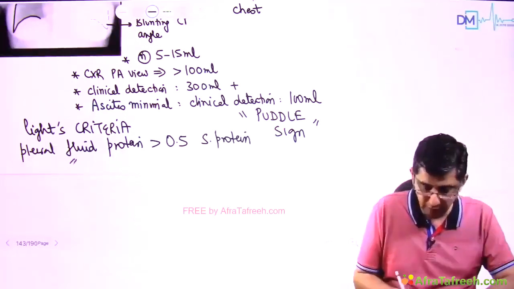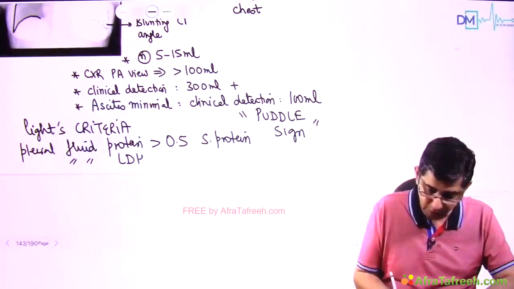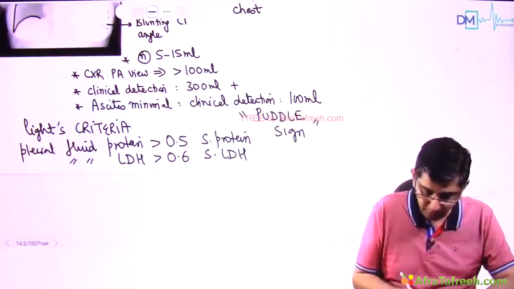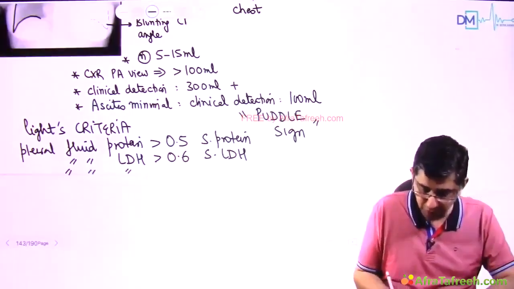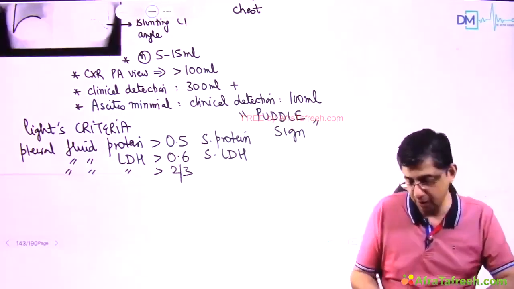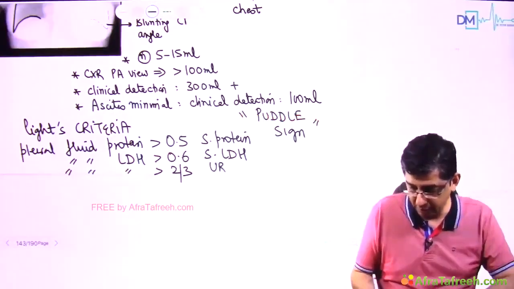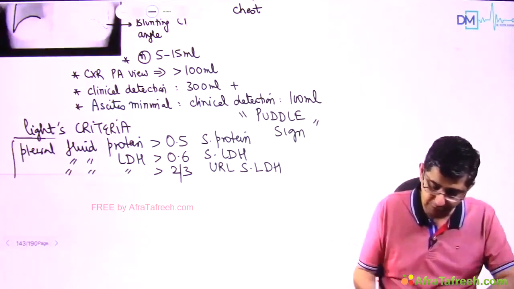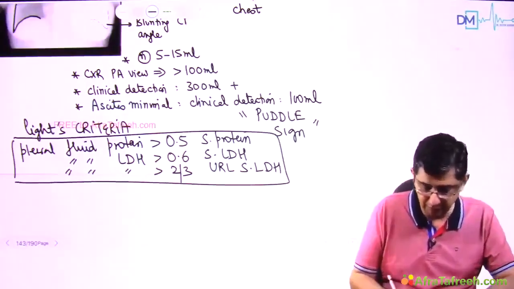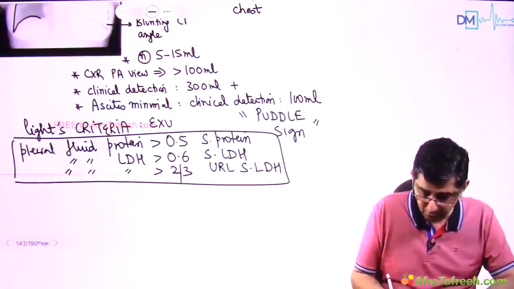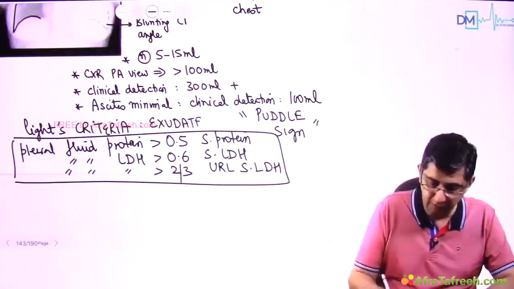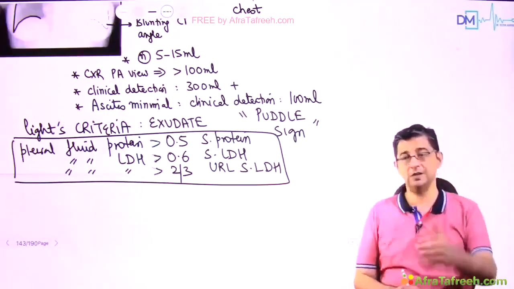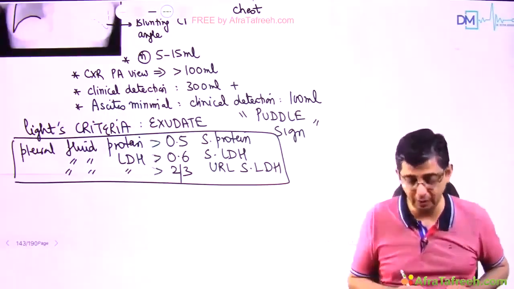The pleural fluid LDH of the patient should be more than 0.6 of the serum LDH of the patient, or he might write pleural fluid LDH to be more than 2/3, that is same as 0.6, of the upper reference limit of the serum LDH of this particular patient. So if these criteria are satisfied in a patient, we will say that this is exudate. If the parameters are given as less, then it is a transudate.